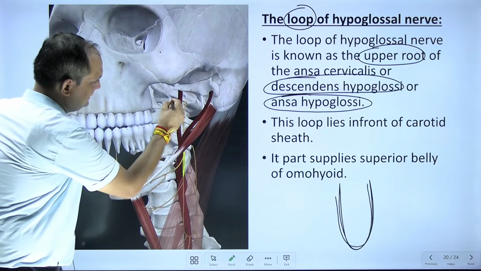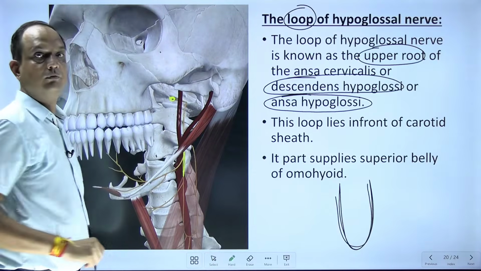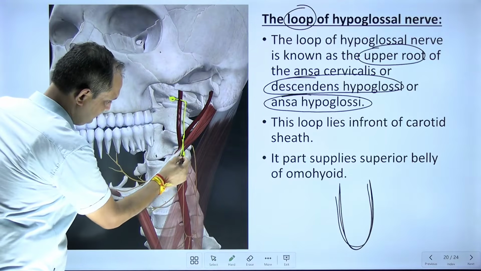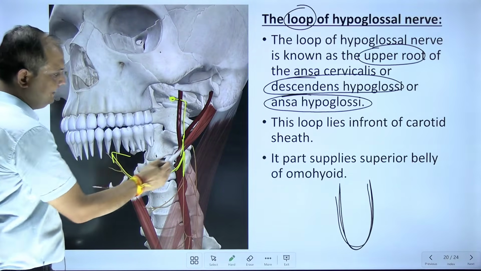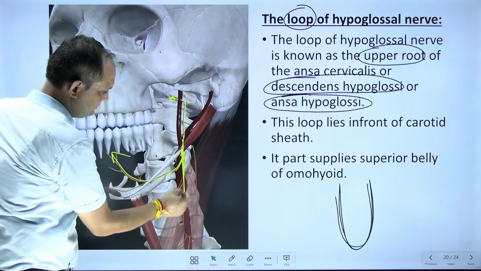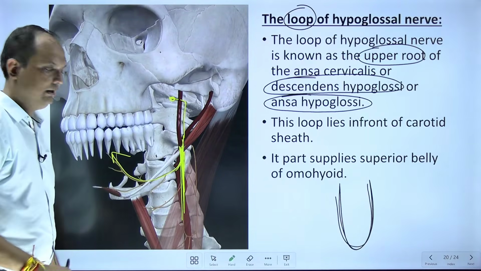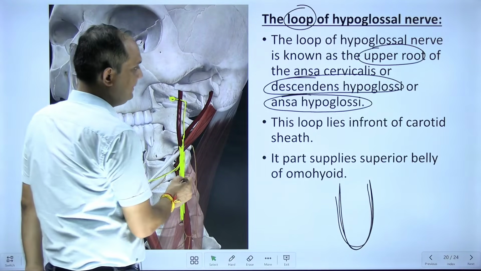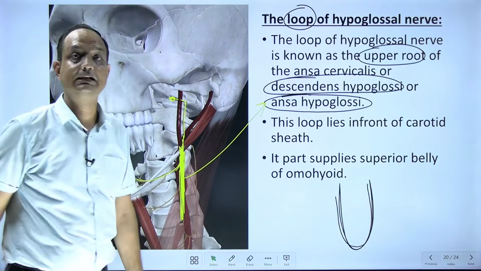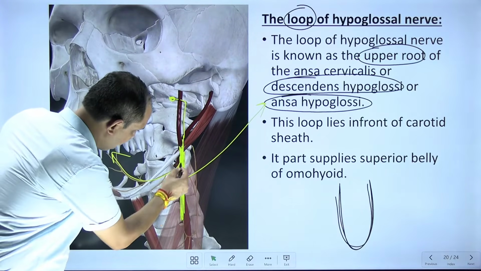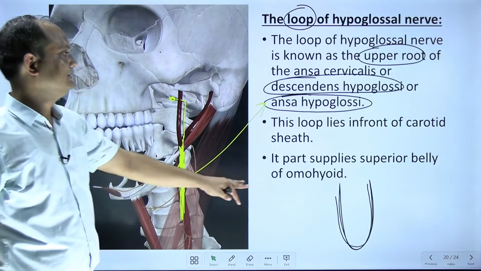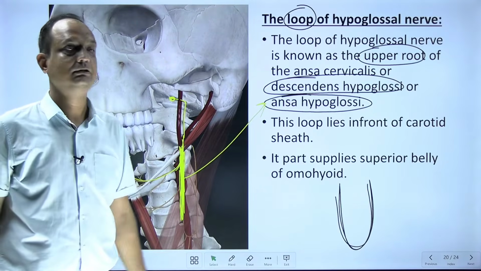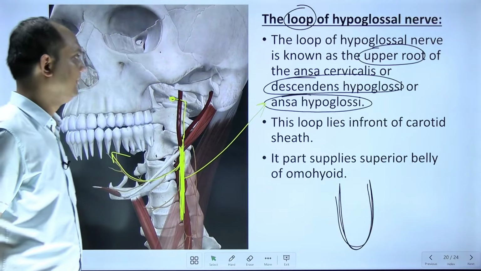Now here you can see this is the anterior condylar foramen from which the nerve is coming out, that is the hypoglossal nerve. This hypoglossal nerve is going like this into the tongue. But here it is also giving one branch which you can see going downward and vertically. This downward and vertical branch of the hypoglossal nerve is nothing but a part of Ansa cervicalis, which is known as Ansa hypoglossi. And this part of Ansa cervicalis supplies the superior belly of omohyoid, and this Ansa cervicalis lies on the anterior wall of the carotid sheath.